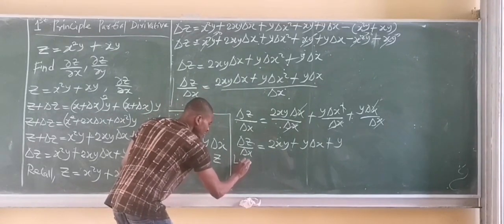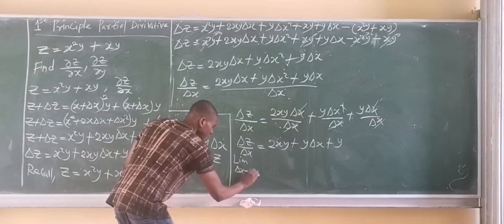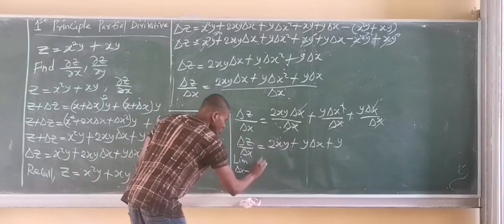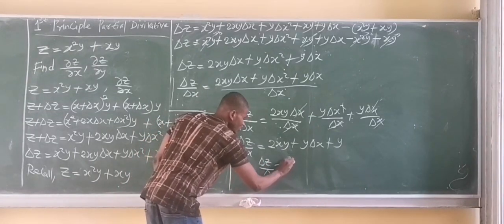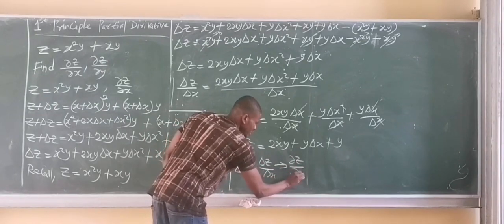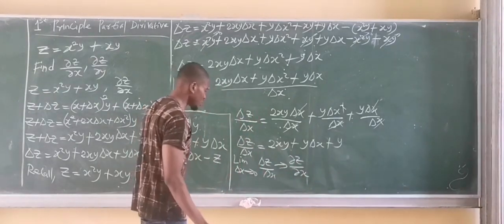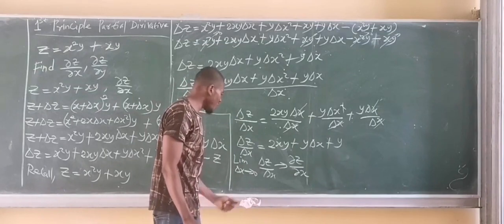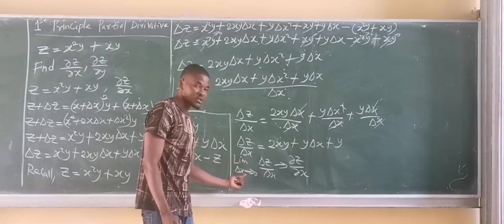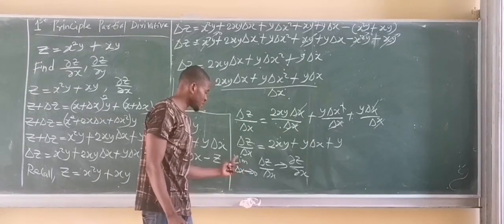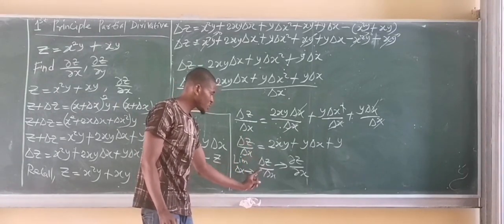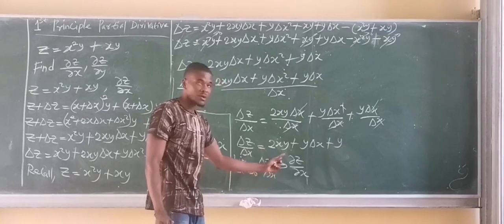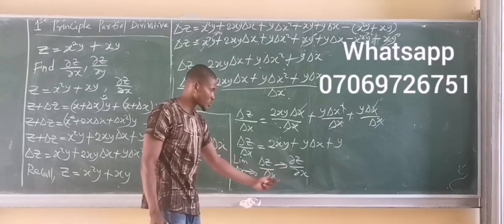The limit as change in x tends to 0, the function change in z over change in x actually tends to partial z with respect to partial x. That simply implies that wherever I see change in x, I should put in the value as 0. Once that is done, this function change in z with respect to change in x will automatically become the partial derivative of z with respect to x.